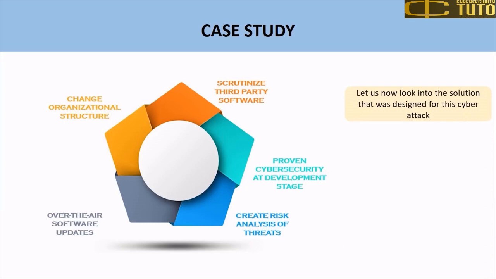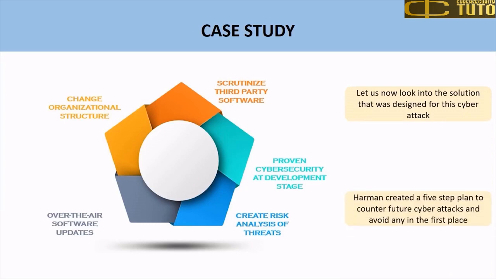Let us now look into the solution that was designed for this cyber attack. Harman created a 5-step plan to counter future cyberattacks and avoid any in the first place. The 5 steps are: change organizational structure, scrutinize third-party software, proven cybersecurity at the development stage, create risk analysis of threats, over-the-air software updates. We will now go through each of the 5 steps.